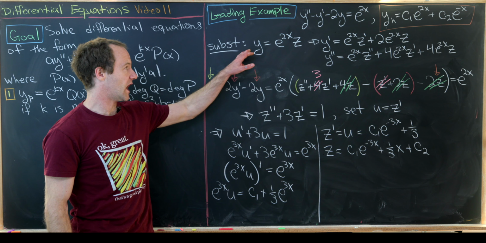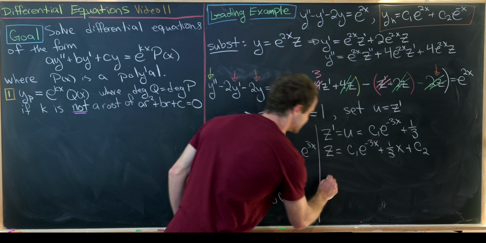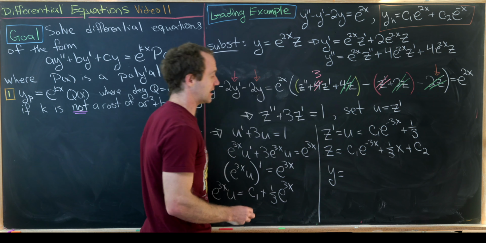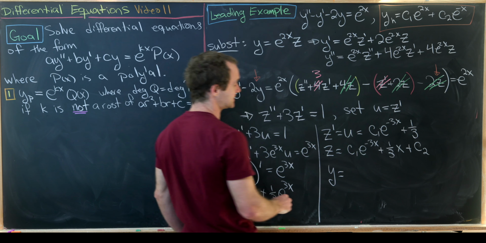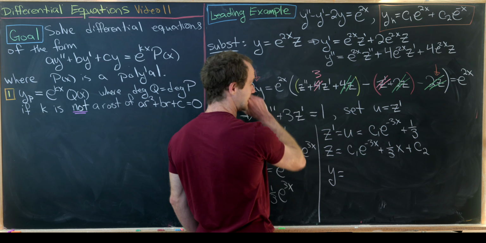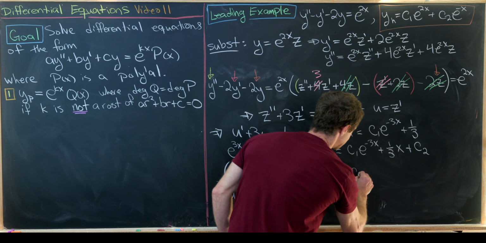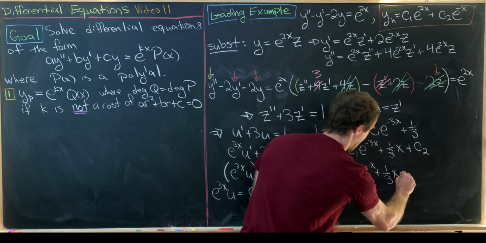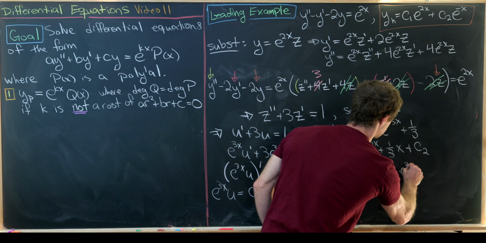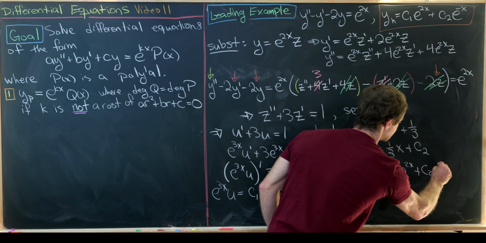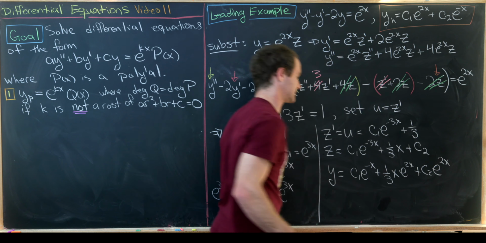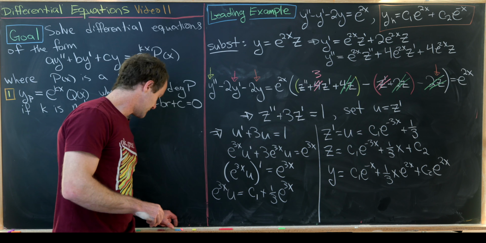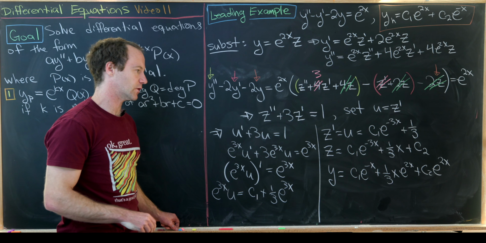But let's recall that y was e to the 2x times z. So that means we can write y as, let's see, multiplying through by e to the 2x, we get c1 e to the minus x plus 1/3 x times e to the 2x plus c2 times e to the 2x. Great. But now this is in a little bit weird of an order.